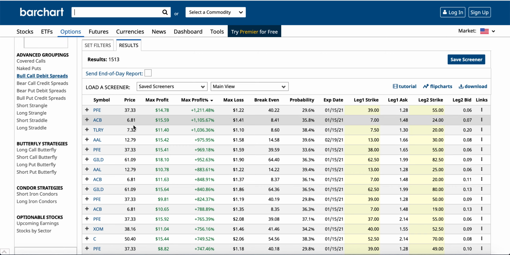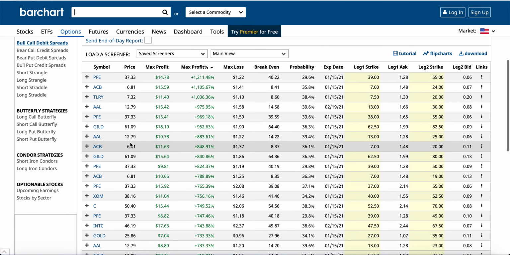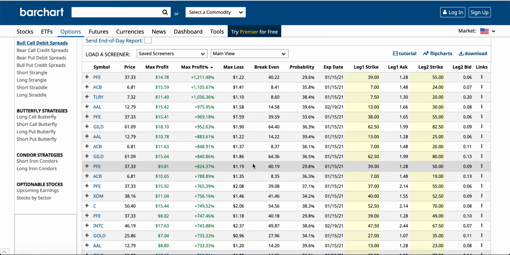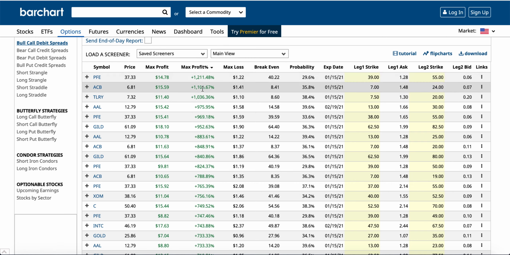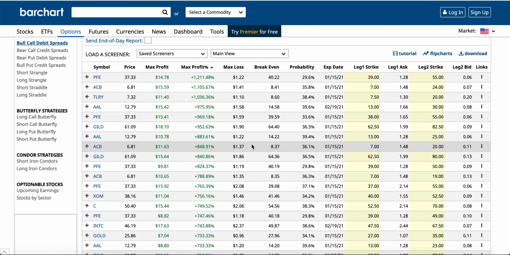So that's on Pfizer, ACB, Tilray, AAL. So those were today's main, and it gives you the max profit too. Wow, it's 12. So Pfizer is between 39 and 55. Okay, so if Pfizer hits 55, that's pretty hard, but you get 1200%. ACB, it's at 8 right now, but if it hits 24 by 21 January, you make 1100%, right? So it just gives you an idea.